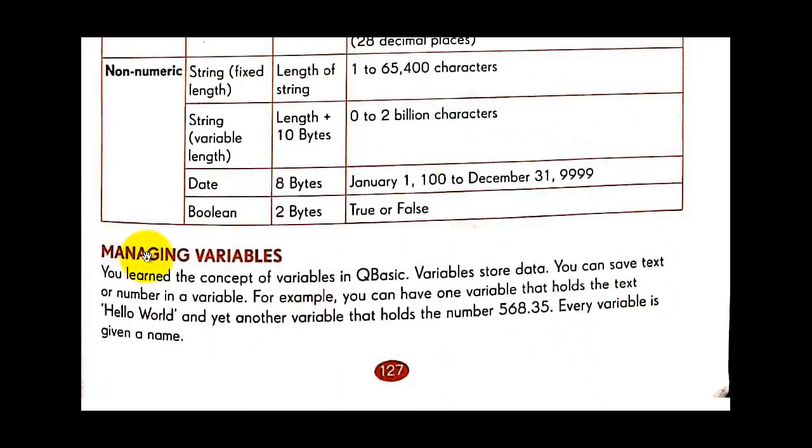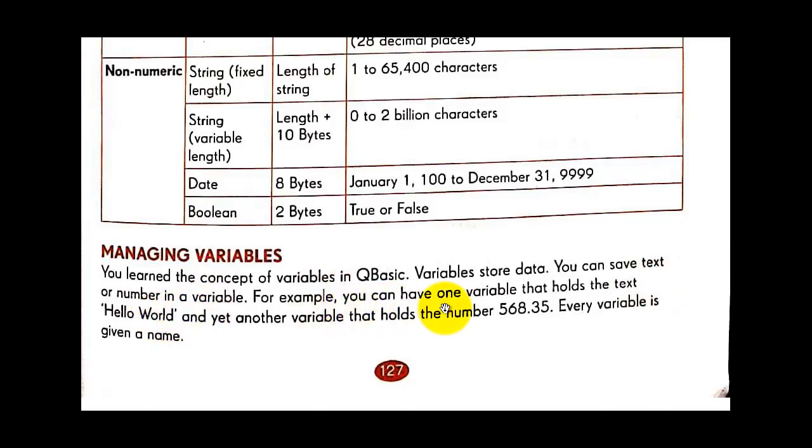Now, after this, managing variables. You learned the concept of variable in QBasic. We have done QBasic programming, and there we learned the concept of variable. A variable stores data. In a variable, you can save either text or number.